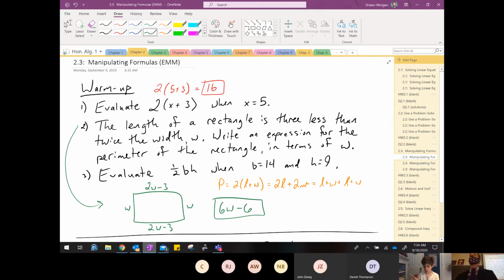Okay, Charlie, what would my area be? Yeah, very good. So if perimeter is where we add all of the sides up, area of a rectangle is where we do length times width. Isn't that right? So we would say area equals W times the quantity 2W minus 3. And if we wanted to use the distributive property, it'd be 2W squared minus 3W. Okay? So again, getting you guys used to notions about formulas.